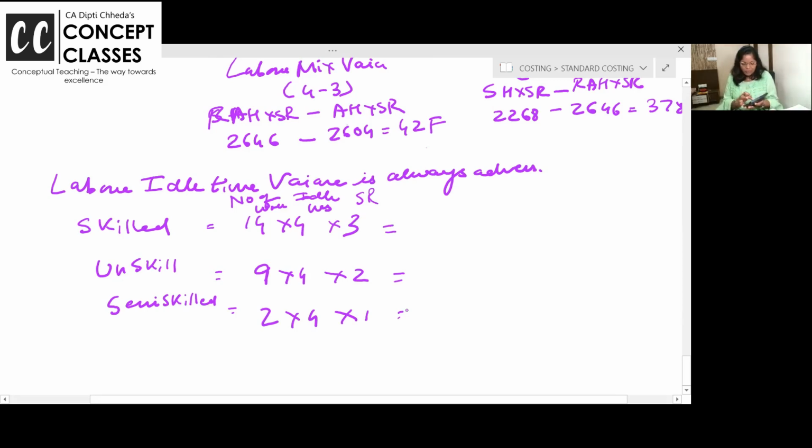14 workers, 4 hours into 3. 168 is a straight loss. 9 into 4 into 2, 72. 2 into 4, 8. These are all always adverse. 168 plus 80, 248 adverse.